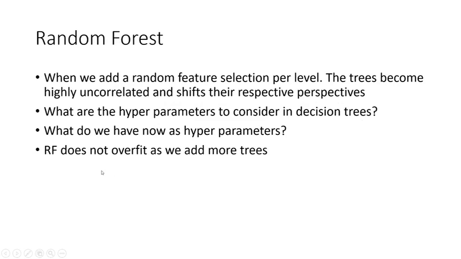So what happens when we add a random feature selection per level? The trees become highly uncorrelated and shift their respective perspectives. An analogy that I like to use is that my trees are looking at different portions of the dataset. And they are also learning from this dataset in slightly different ways by adding this randomness, where we select the feature at each level.